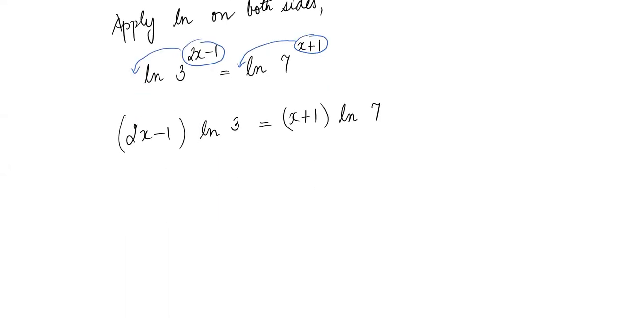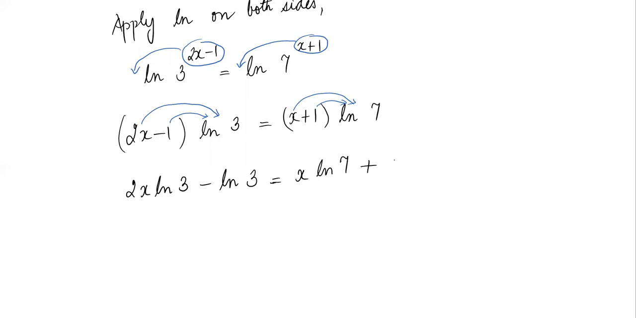Okay, and then I'm not distributing the ln, I'm distributing the 2x to the ln and the 1 to the ln. Likewise this and this. So this becomes 2x ln 3. Remember, there is no ln that is being distributed. It is the algebraic expression that is being distributed. Minus ln 3 equals x ln 7 plus 1 times ln 7, right?